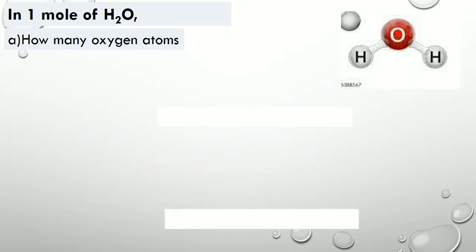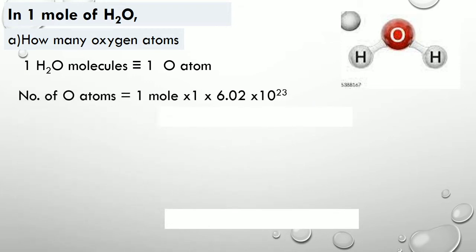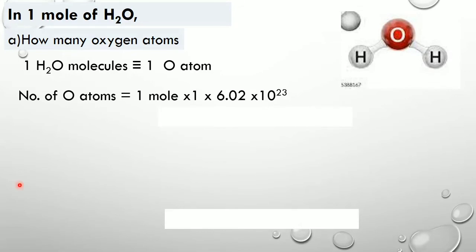So to calculate the number of oxygen atoms in 1 mole of water molecule, we can use the stoichiometry relation, which is 1 water molecule is made of 1 oxygen atom. So to calculate the number of oxygen atoms, we can use number of mole multiplied by the Avogadro constant. And here we also multiply by 1 because there is 1 oxygen atom in 1 water molecule. And we will get the answer, which is in 1 mole of water molecule, it contains 6.02 times 10 to the power of 23 oxygen atoms.